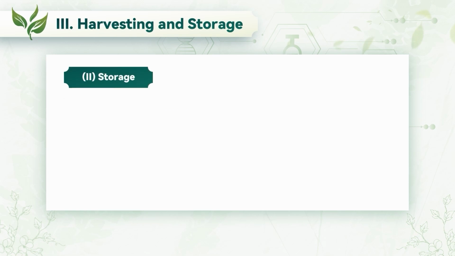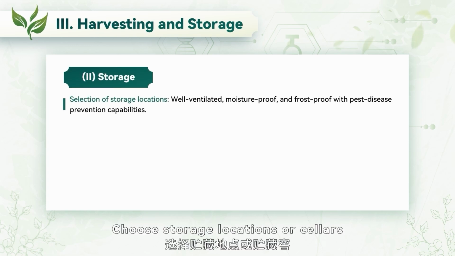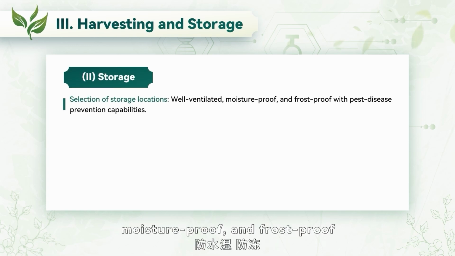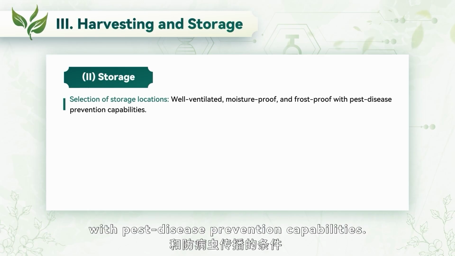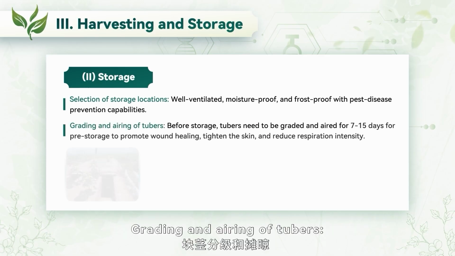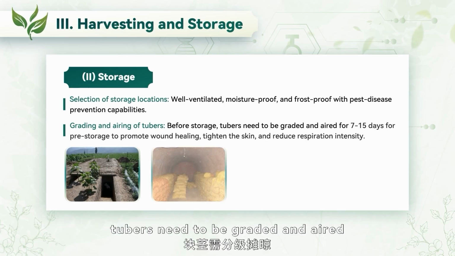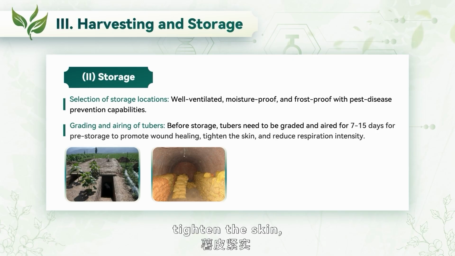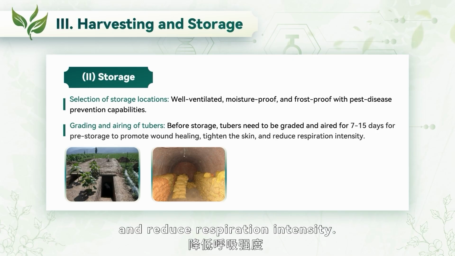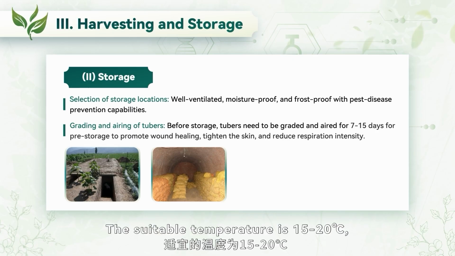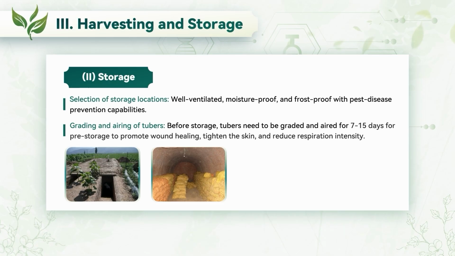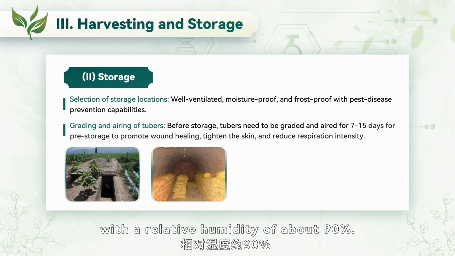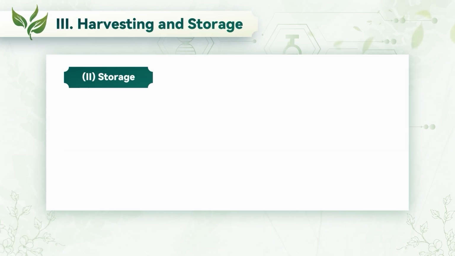2. Storage. Choose storage locations or cellars that are well ventilated, moisture-proof, and frost-proof with pest disease prevention capabilities. Grading and airing of tubers. Before storage, tubers need to be graded and aired for 7 to 15 days for pre-storage to promote wound healing, tighten the skin, and reduce respiration intensity. The suitable temperature is 15 to 20 degrees Celsius, with a relative humidity of about 90%.